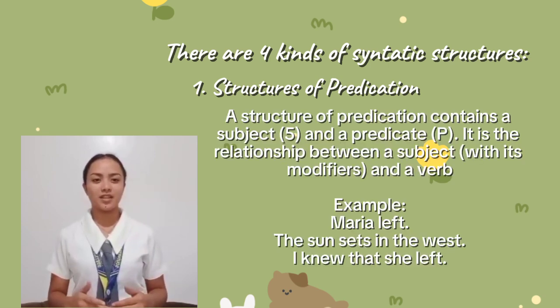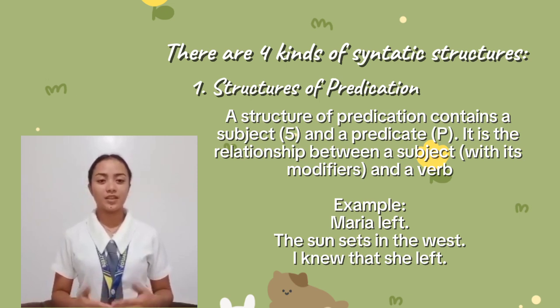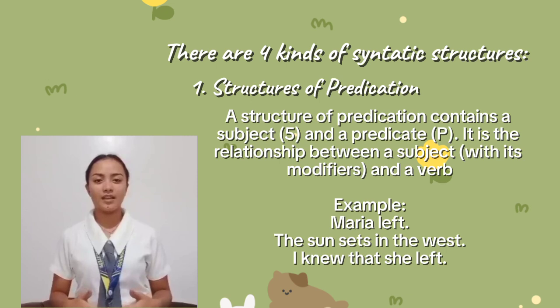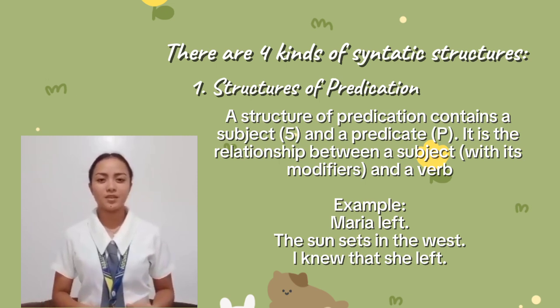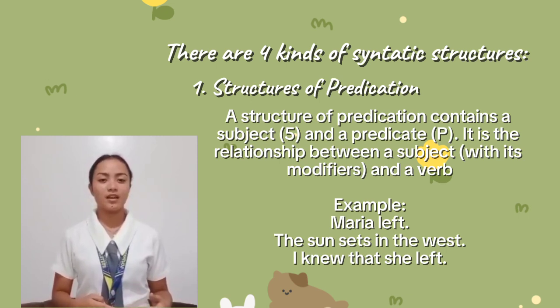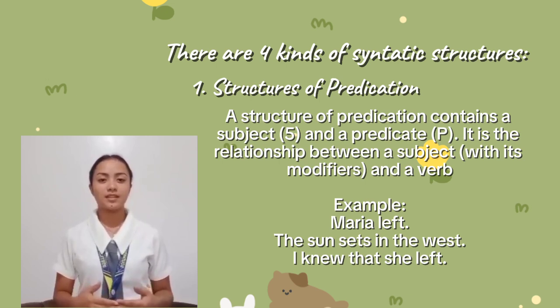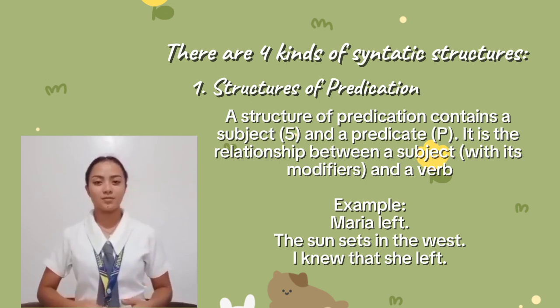Structure of predication contains a subject and a predicate. It is the relationship between a subject with its modifiers and a verb. Structure of predication is how we form a sentence by combining a subject and a predicate. So what is a subject? A subject is the name of a thing or a person that we are talking about. And the predicate includes the verb and tells something about the subject.